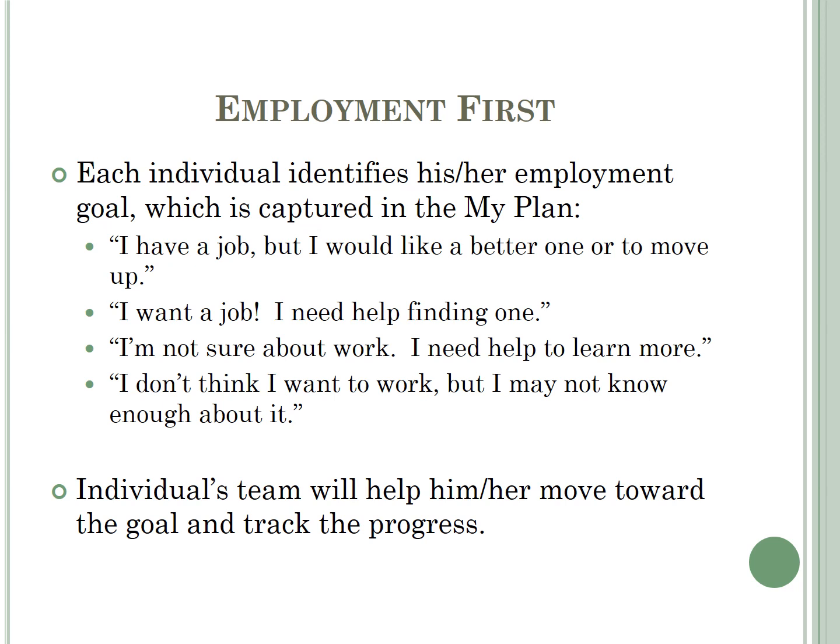So under the Employment First initiative in the person-centered plan, the individual is going to pick what their long-term goal is for employment. And there's one of 4 options that they're going to choose. The first is that they have a job, but they would like a better one or to move up. The second is that they want a job and they need help finding one. The third is that they honestly are not sure about work and they just need some help to learn more about it. And then number 4, I don't think I want to work, but I may not know enough about it. So really the focus of Employment First is to make sure people know all of their options.